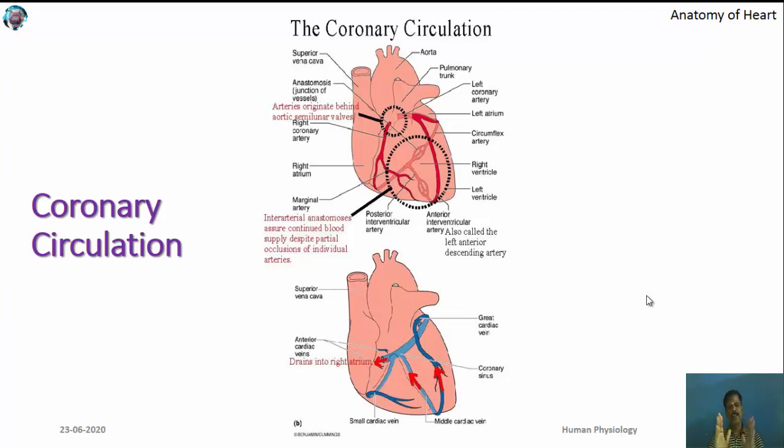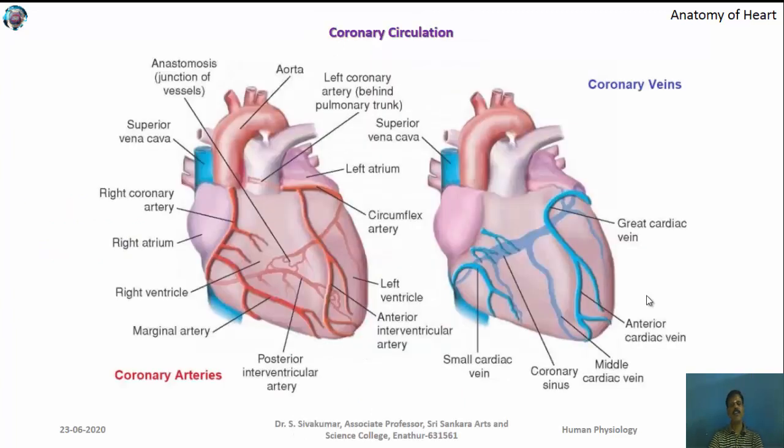Clear? So you can see the coronary circulation system in two halves. One is the arteries which are present above the heart, which provide the blood to the heart. And then the vein collects the impure blood from the heart. Okay, this is how we see the coronary circulation in two ways.